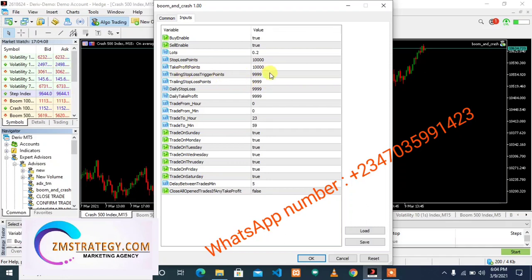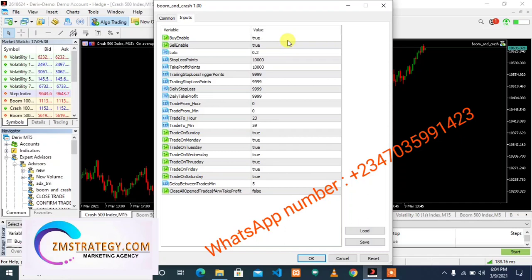Before I get to that, let me first explain the buy enable and the sell enable, because so many of you guys are still making mistakes while setting up the EA on your system. When it comes to boom and crash, we usually trade the spike. If we are trading on boom, we usually take the buy trade, and on crash we usually take the sell trade, which is how we trade the spike.